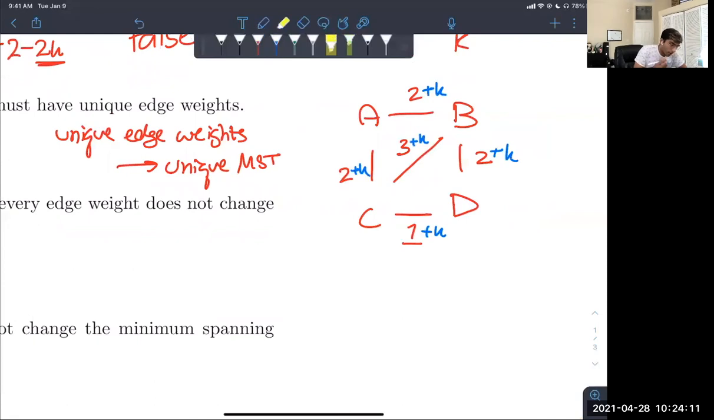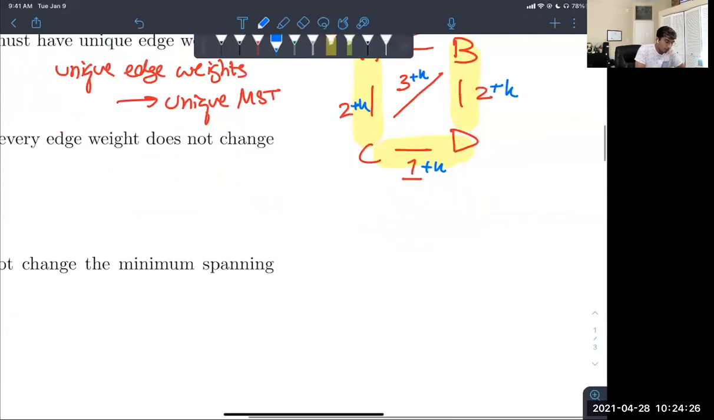I'm saying, okay, 1 plus k is still the minimum one. 2 plus k, I can pick either one. And that would be our final MST. So that's weird. Why would this one be the exact same? The reason why is because, and this is really important, I recommend putting this down in the cheat sheet or something to think about, is MSTs.